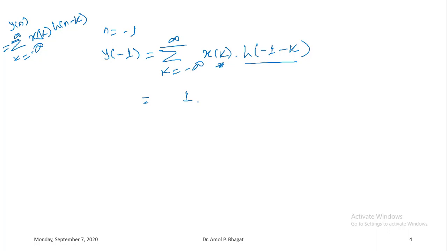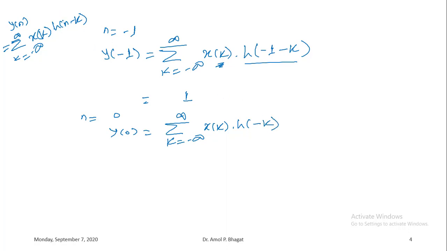Okay, so y of minus 1 will be 1. Similarly for n equals 0, because n is varying from minus 1 to 5, the next value will be n equals 0. So we will identify y of 0 equals summation k from minus infinity to infinity x of k into h of minus k.